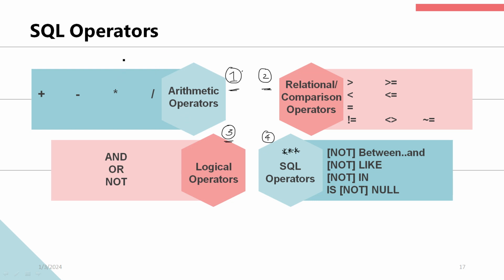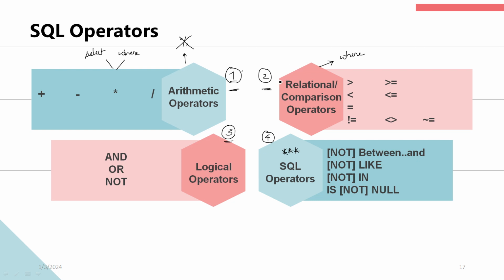The first set of operators are arithmetic operators. Here, if you observe, percentile is not an arithmetic operator in SQL. We have only 4 arithmetic operators: plus, minus, star and divided by. Where can you use these arithmetic operators? They can be used in the select clause as well as in the where clause of a select statement. Coming to the relational operators, we can make use of them only in the where clause of a select statement. You cannot use them in the select list.